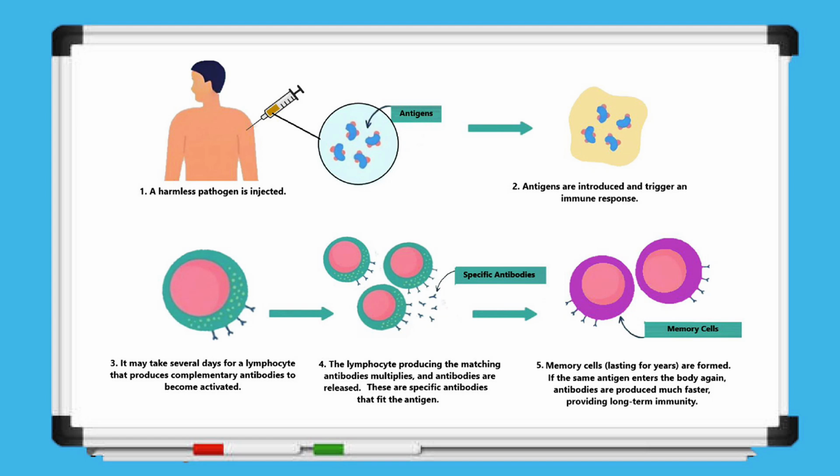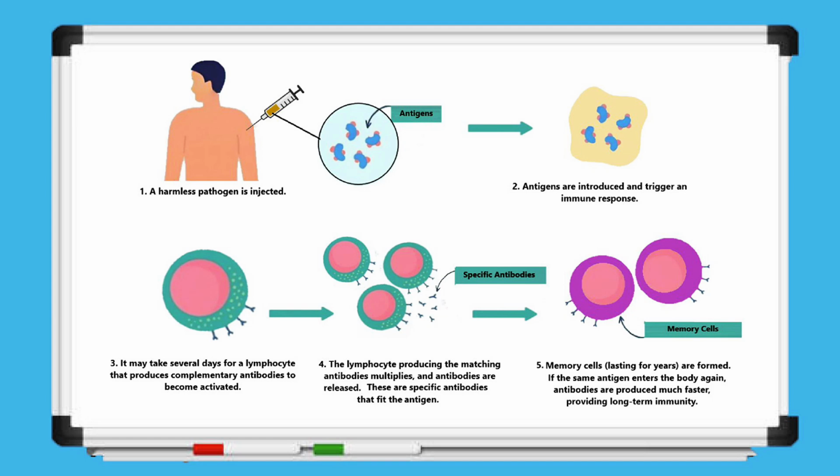To summarize the steps shown in the image, first, a harmless form of the pathogen is introduced into the body through vaccination. The antigens on this pathogen then trigger an immune response. Over the next few days, specific lymphocytes that can produce complementary antibodies are activated. These lymphocytes multiply and release antibodies that perfectly match the pathogen's antigens.